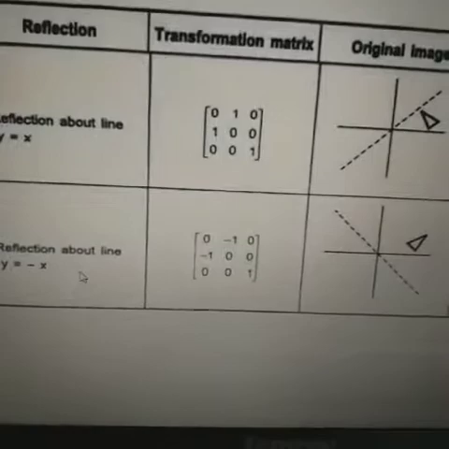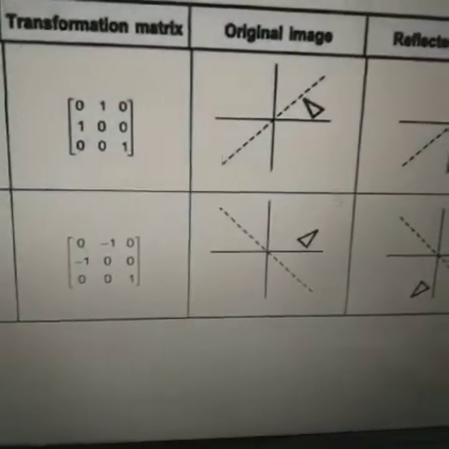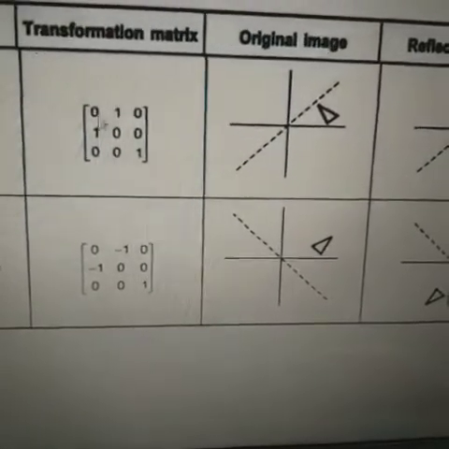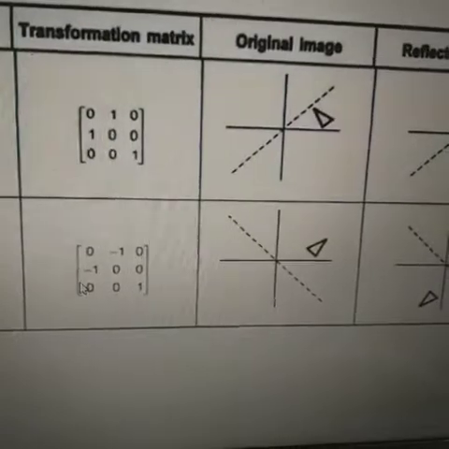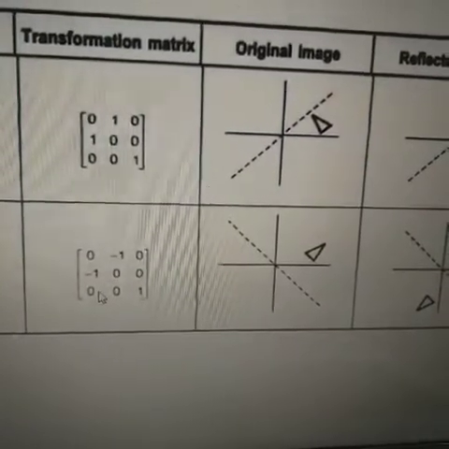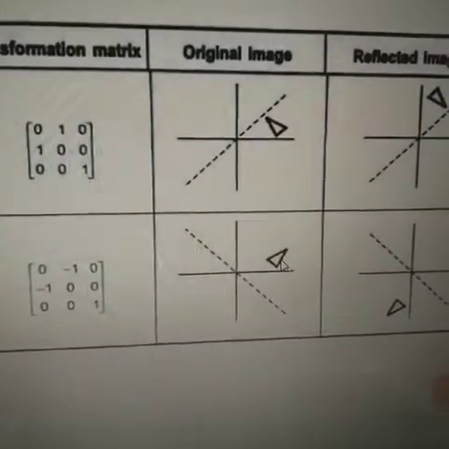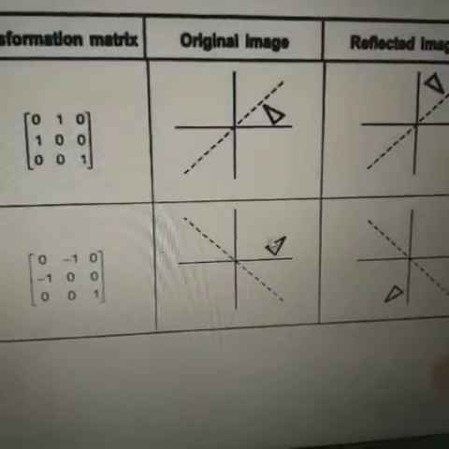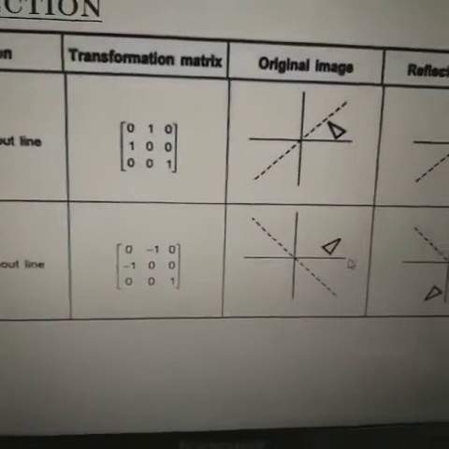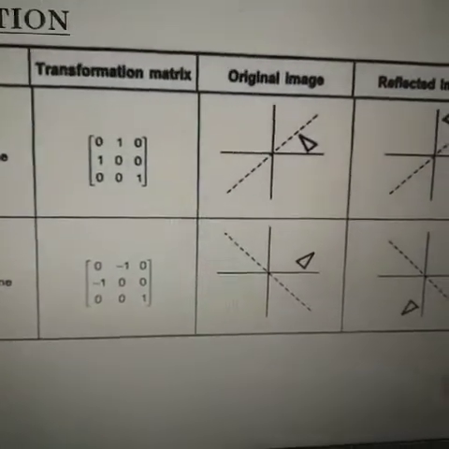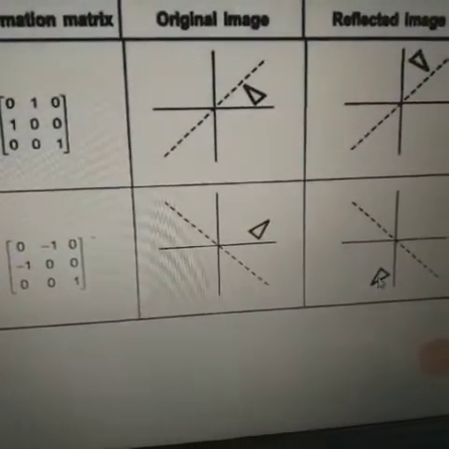So if we have the reflection about the line y equals -x, in the negative form, then this matrix becomes negative. So 0, -1, 0, -1, 0, 0, 0, 0 and 1. So here is the example of an original object on this side, and after the reflection transformation, the object looks like this in the opposite direction.